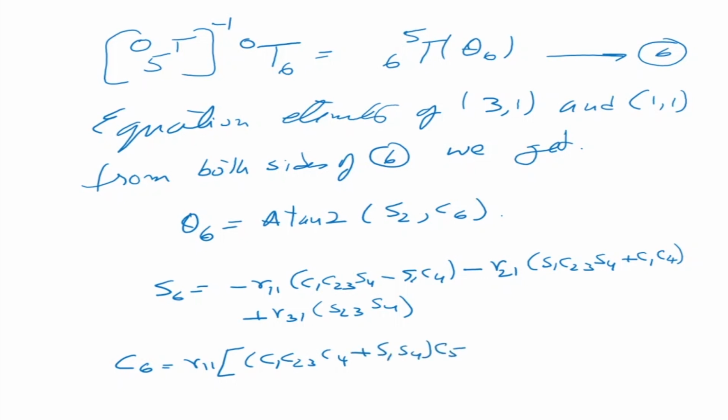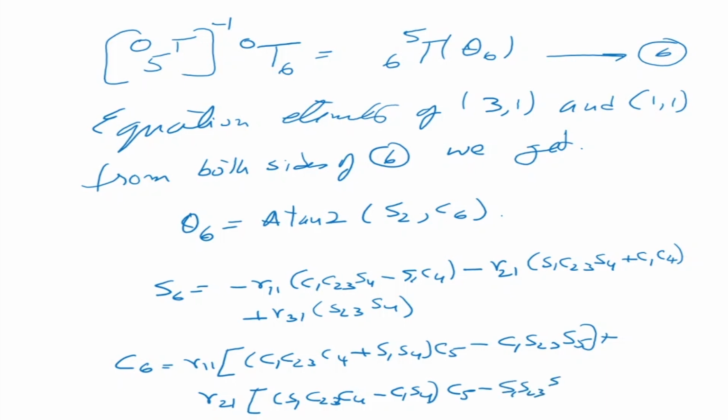Okay, c5 minus c1 s2 3 s5 plus r21 s1 c2 3 c4 minus c1 s4 c5 minus s1 s2 3 s5, minus r31 s2 3 c4 c5 plus c2 3 s5. Now all these terms here contain theta 1 to theta 5.